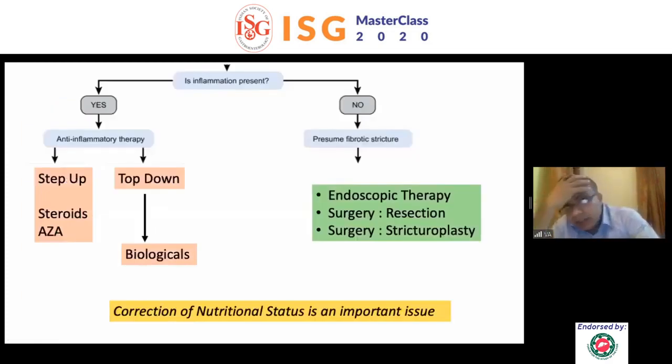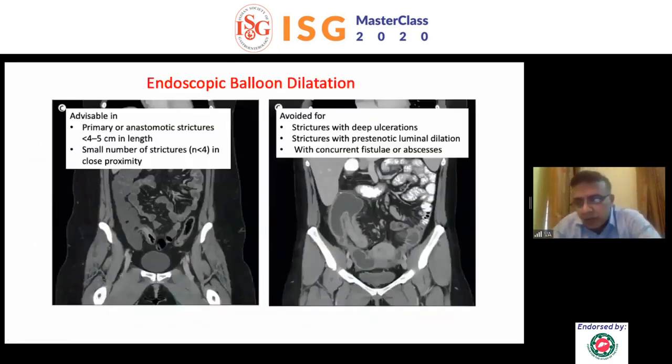So coming back to this patient who had a B2 disease, stricturing disease, predominantly inflammatory, that is where we went down this line. If the patient had a fibrotic stricture and the stricture is endoscopically accessible, then you would like to go for endoscopic dilatation. When do you go for endoscopic balloon dilatation? If the stricture is a short stricture, less than 4 centimeters in length. If there are 1, 2, 3 strictures, maximum 3 strictures in close proximity.